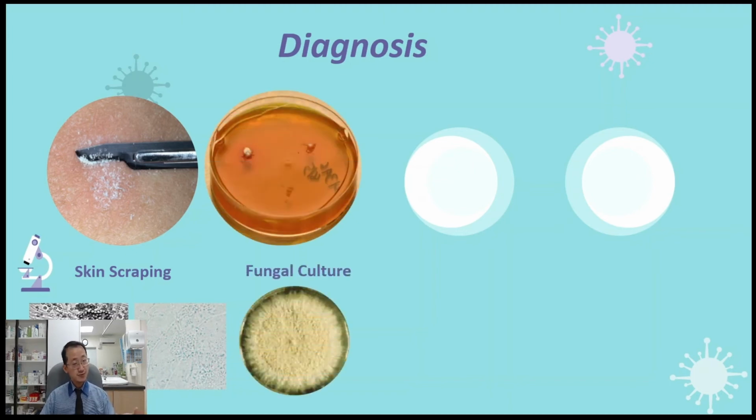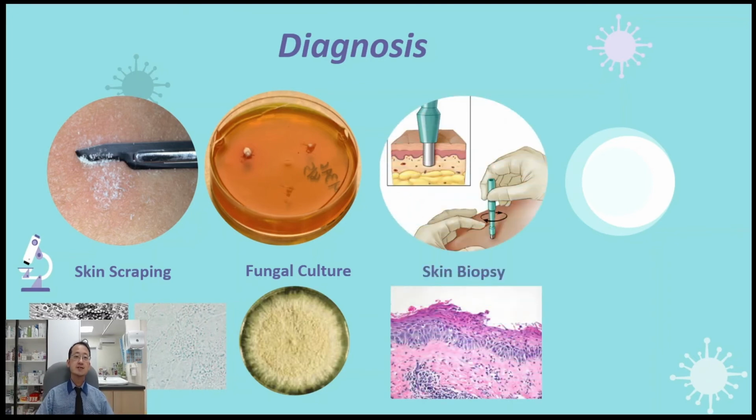Or we can do a culture, meaning we scrape off the skin and send it for fungal culture. You can see the fungal culture there. The third, we can do a skin biopsy if we are not sure about the diagnosis. Then we can see the fungal spores using a special stain called PAS stain, periodic acid-Schiff stain, to stain the spores. Sometimes we need a skin biopsy for deep fungal or subcutaneous fungal infection because they can mimic other infections such as TB or even malignancy.